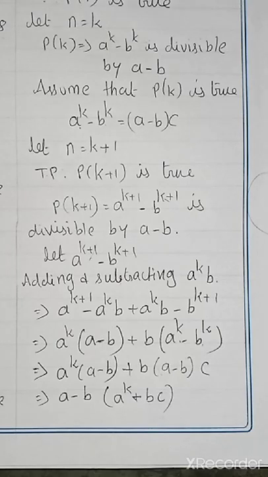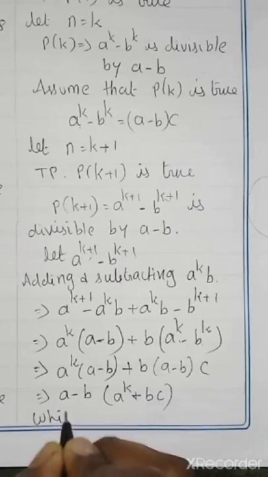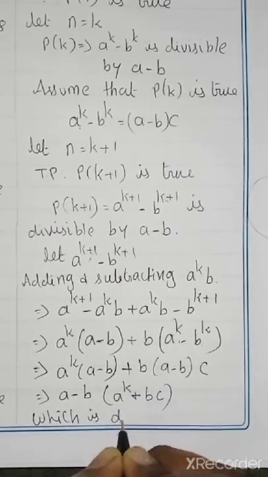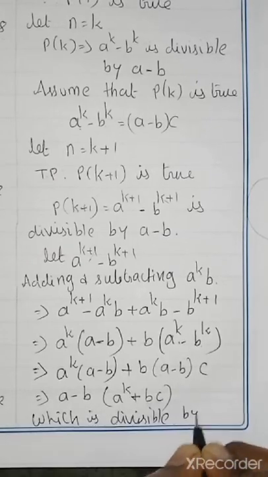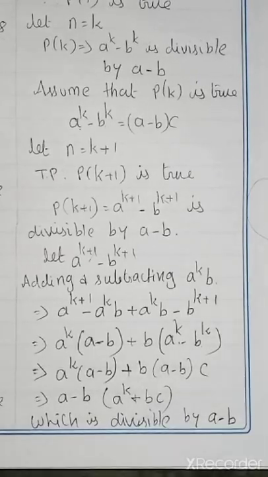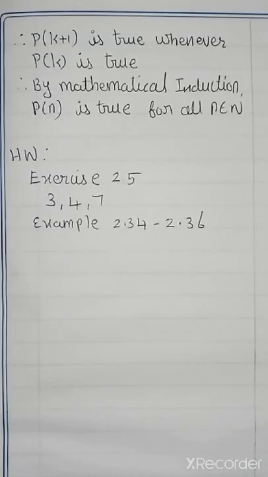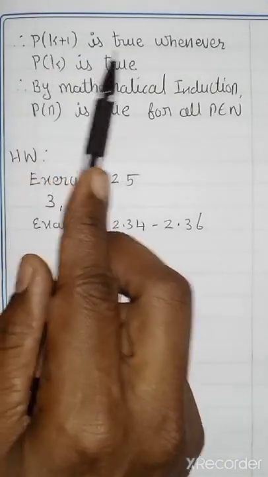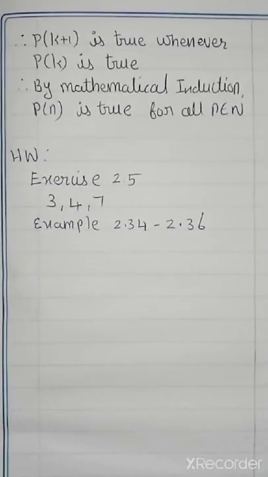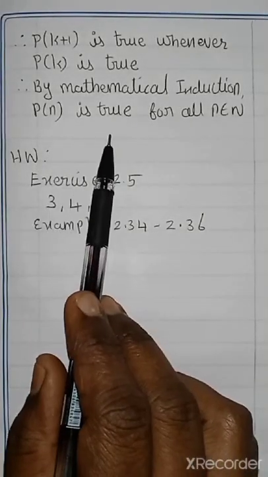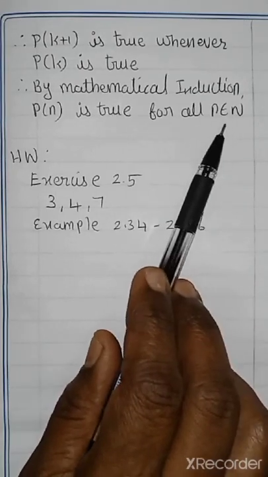Whatever number is there, if you multiply it with a minus b, definitely this whole thing is divisible by a minus b. So we can prove that P of k plus 1 is true whenever P of k is true. Therefore, by mathematical induction, P of n is true for all n in N.